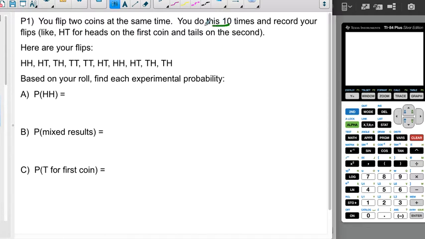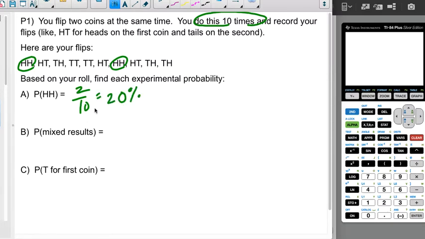So you flip this thing 10 times, and I did pick 10 again because it's a nice friendly number. What's the probability that you got HH? And we're not actually going to do the theoretical one here because that's a little bit above our skill level to talk about what the odds are that you'd get HH. But in my experimental probability, it was 2 out of the 10 times that I flipped the coins. So that's a 20% chance.